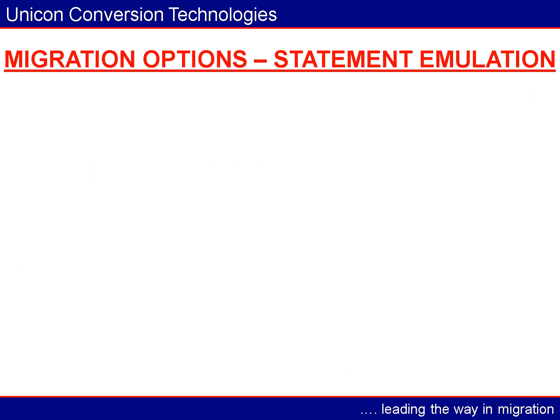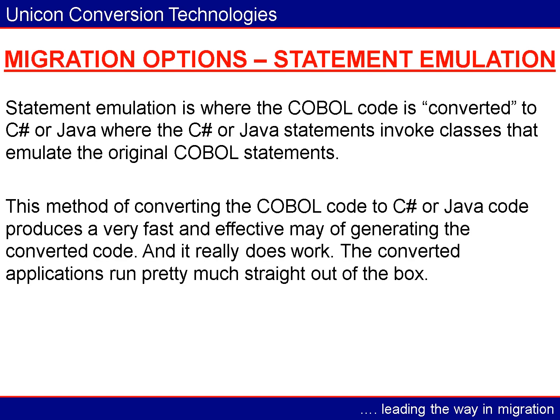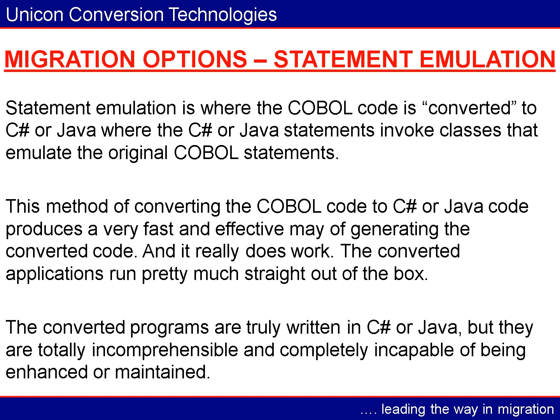Statement emulation. Statement emulation is where the Cobol code is converted to C# or Java, where the C# or Java statements invoke classes that emulate the original Cobol statements. This method of converting the Cobol code to C# or Java code produces a very fast and very effective way of generating the converted code, and it really does work. The converted applications run pretty much straight out of the box.